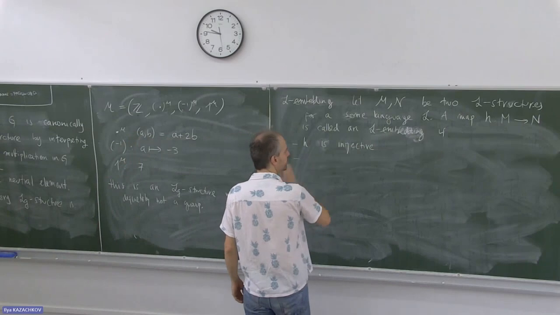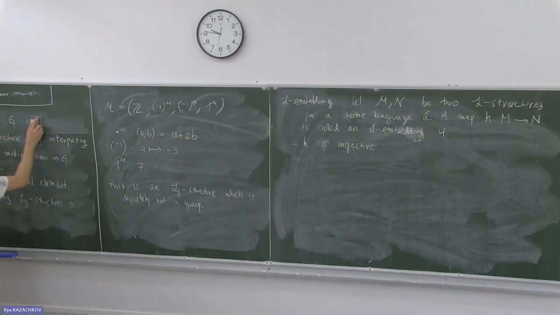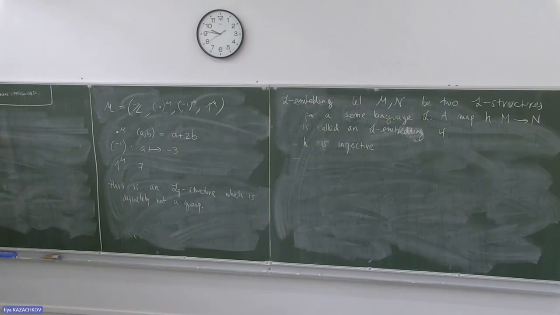Before doing this, let me write a notation that we're going to use for the rest of the course. If I have a tuple a = (a1, ..., an) in M to the n, and I have a map H that goes from M to N, I'm going to write H of a to denote the component-wise application of this function. Okay, this is going to be my notation.